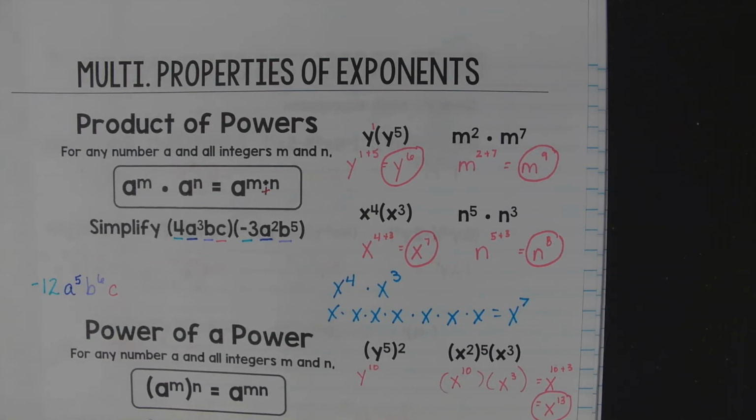B. You have 1B here, and how many do you have over here? 5. What's 1 plus 5? 6. You have a C here. Do I have any other C's? You're done. So going back up here, you have Y. If there's no exponent, what is it understood to be? 1. And you have 5. 1 plus 5 is 6. You have 2 and 7. 2 plus 7 is 9. Okay, now, these are all the same. You're just adding numbers.